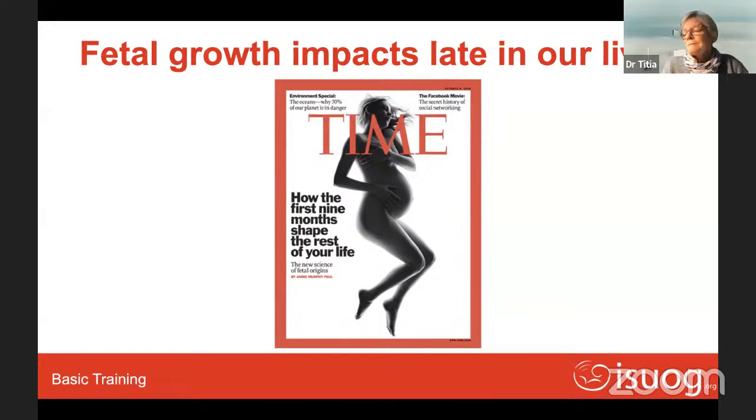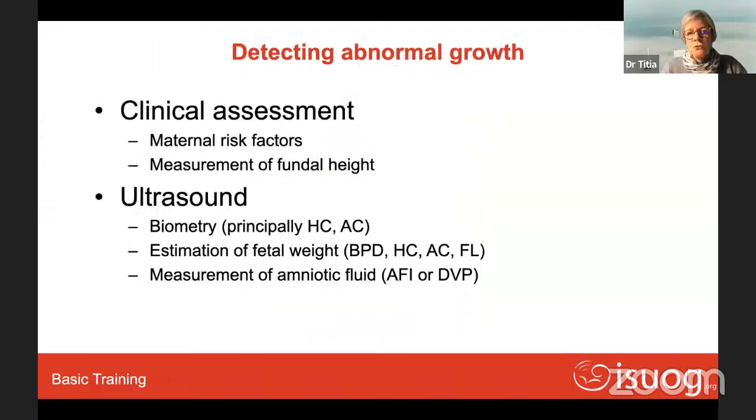And because these people didn't move from their area of living, they could follow them up to the rest of their lives. And they found out that if you have growth restriction during the fetal period, you have a much higher risk of developing diabetes, hypertension later on, and all sorts of other systemic problems, which really find their origin in fetal life. So it's important that we are aware of this and we try to make the condition for the fetus as optimal as possible for normal development.